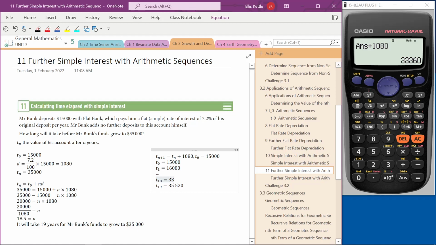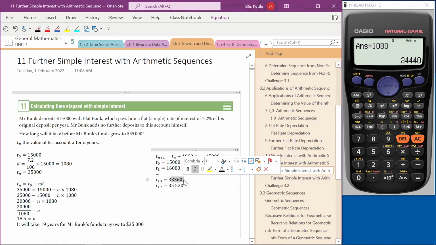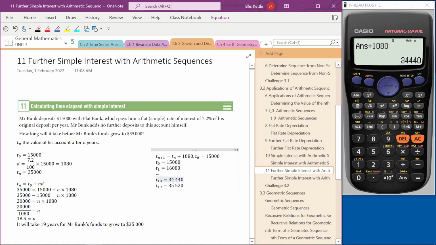33,360. Or is that 17? Did I miscount? I miscounted. So the only difficulty with this method is you do have to count correctly, because if you count incorrectly, you stuff up these numbers. Alrighty, so I just thought I'd show you, if you prefer the algebraic method, that's perfectly fine, but here are two methods, just in case you wanted it.